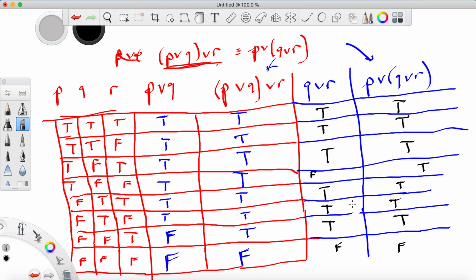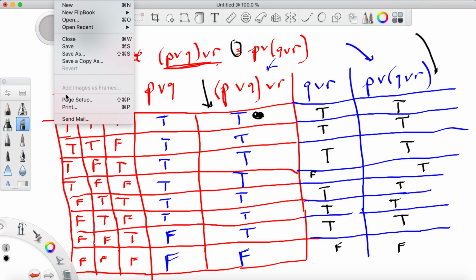So if we just compare the final columns, this column and this column, we see that every time you have a true here, for every value you have in each row, the rows match. True and true, true and true, and so on, all the way to the end until you get to false. So that proves, in fact, that this triple equal sign is warranted. In other words, they're logically equivalent.